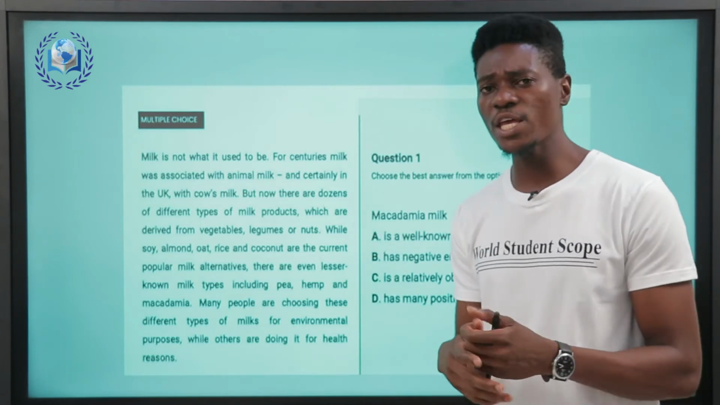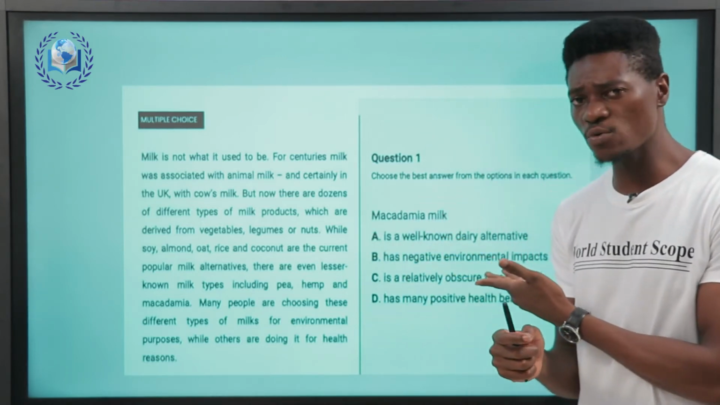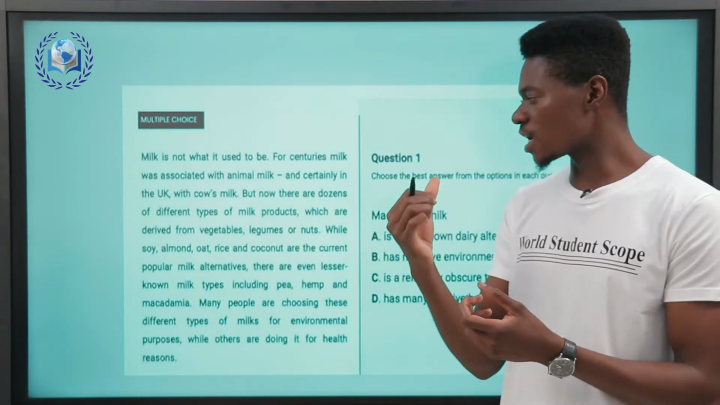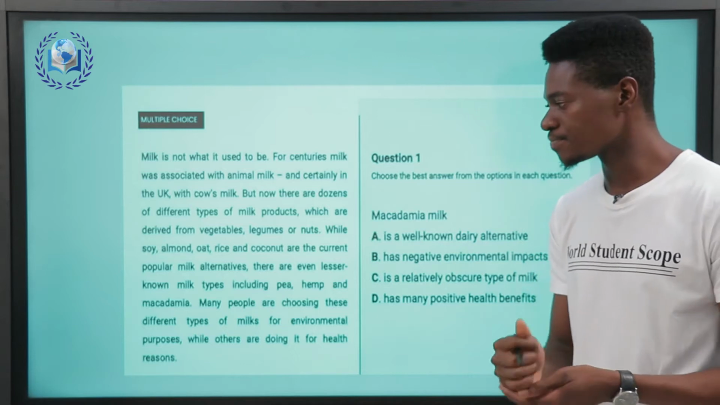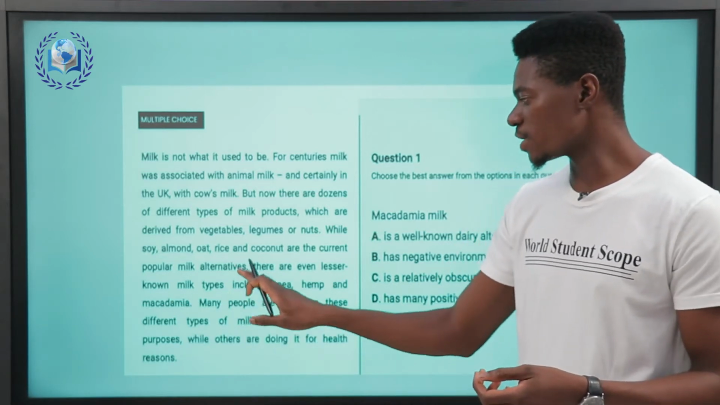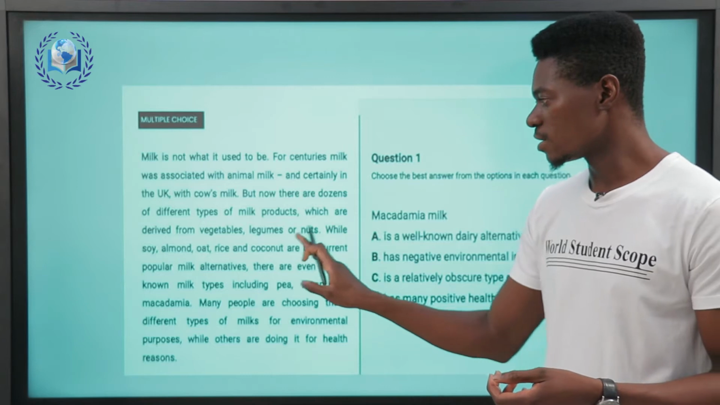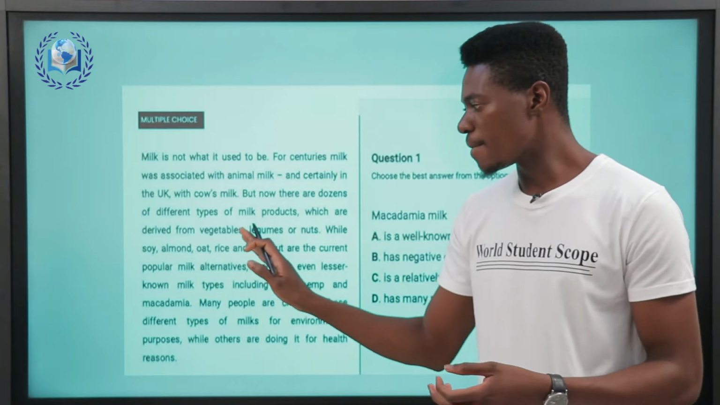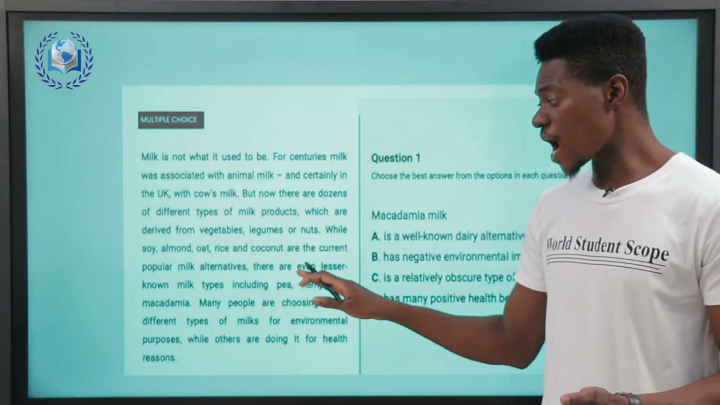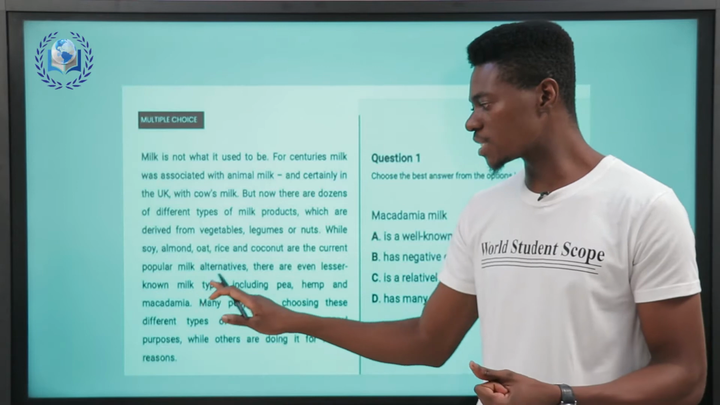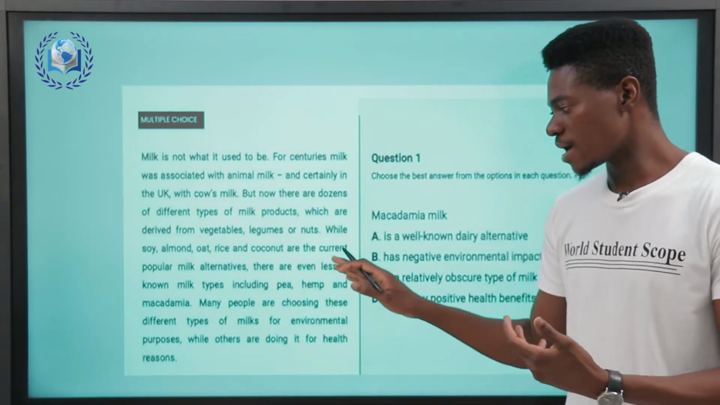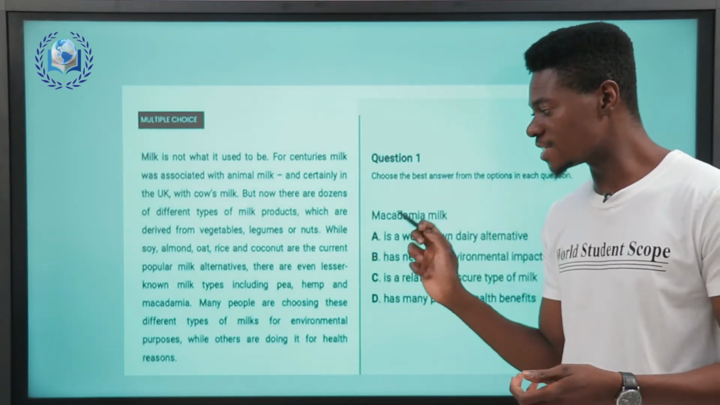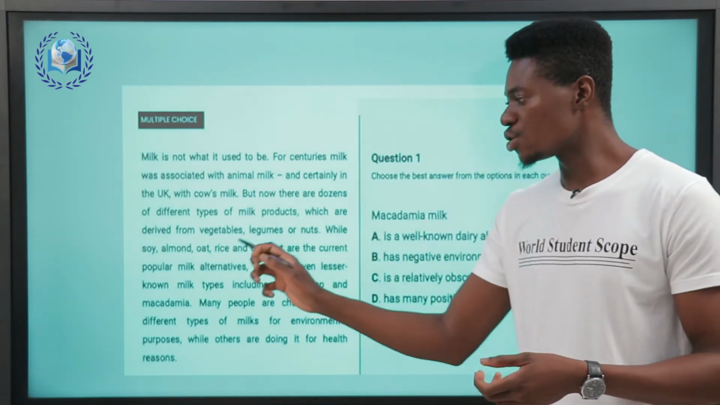After knowing where your keyword has been found, read the whole sentence and its meaning, then come back to read the question. What does the question want? So, macadamia, let's read here. While soy, almond, oats, rice, and coconut are the current popular milk alternatives, there are even less known milk types, including pear, hemp, and macadamia. So, our keyword, we can find, macadamia is a less known milk.